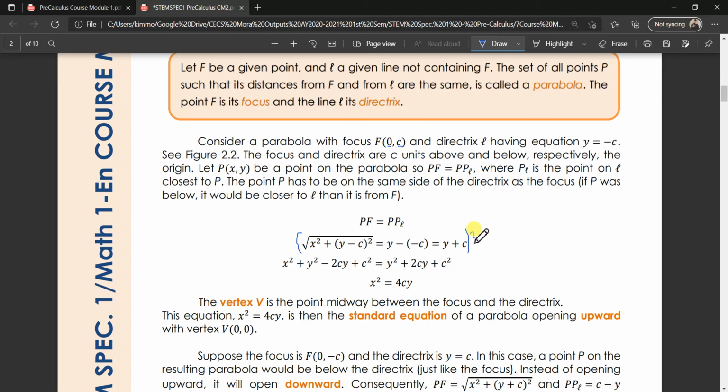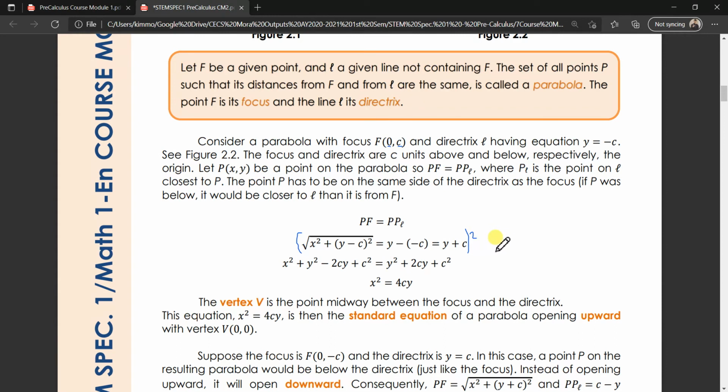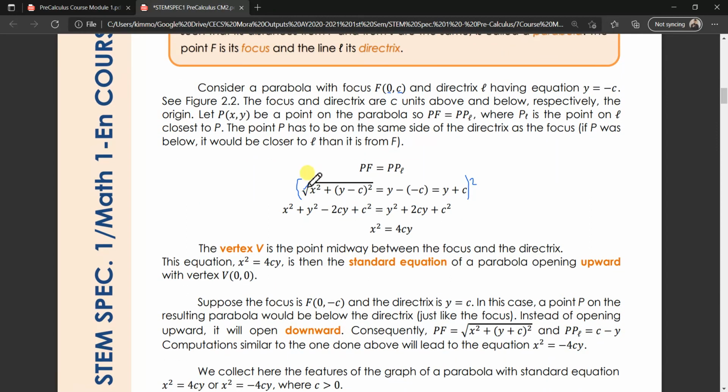So let's take the square of both sides of our equation to get rid of this square root sign. We square the left side, then we square the right side. On the left side, the square root is cancelled, because the square of a square root is just the value itself. Then next is just copy what is inside. So we have x squared plus, and we expand y minus c to the power of 2.